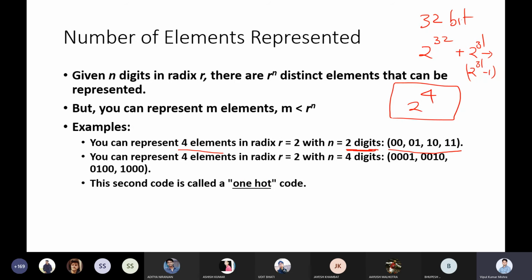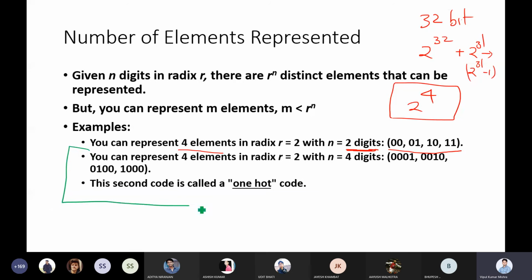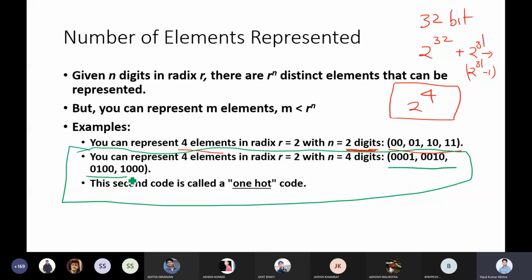Now there is another code. This is really important. Let me highlight it. This one. Now what different are you seeing in this code? Let me underline this part. What is special that you can observe from here? Anything special? 0001, 0010, 0100, 1000. Anything special that you are able to observe? Anyone? Position of 1 is shifting.